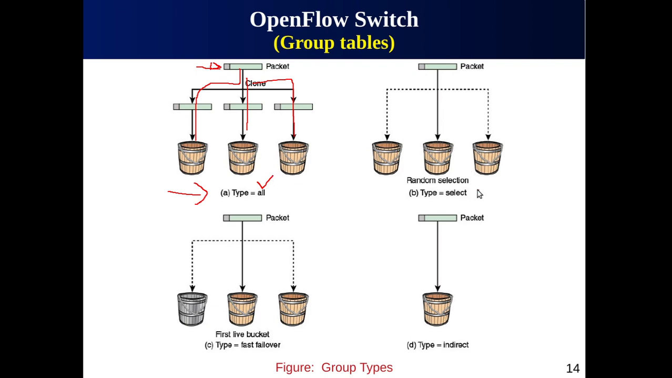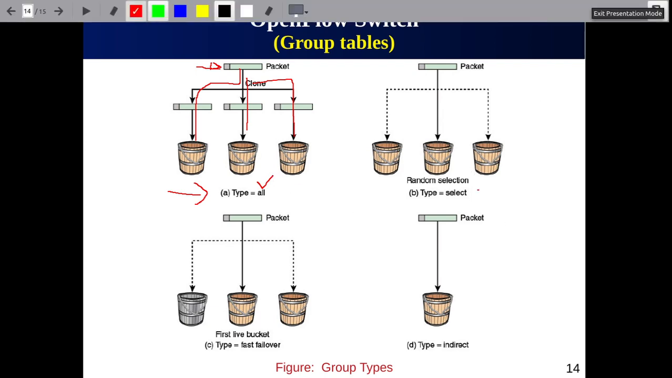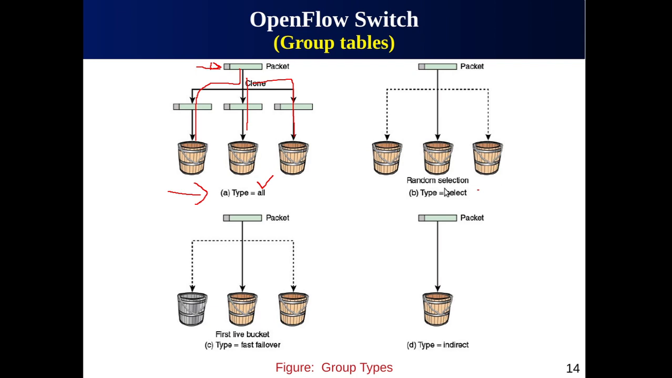On the other side, the select, random select, executes one bucket in the group. You see, you have three buckets, but you are executing only a single in the group. And that decision is based on a switch computed selection algorithm. Like which bucket you need to select. So we need an algorithm for that.